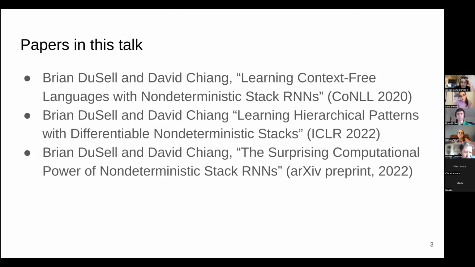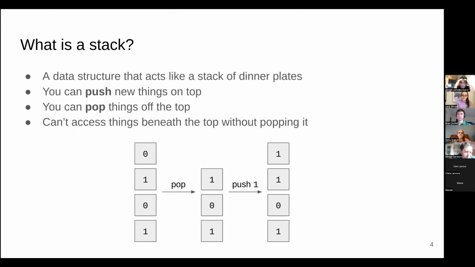And if you're curious, this talk encompasses 3 papers that I published with David over the past couple of years. The first 2 focus mainly on experimenting with non-deterministic stack RNNs on CFLs. And the third one, which we've just recently written, includes the experiments on non-CFLs. So I'm going to start totally from scratch for this talk, so no background knowledge on stack RNNs is required.